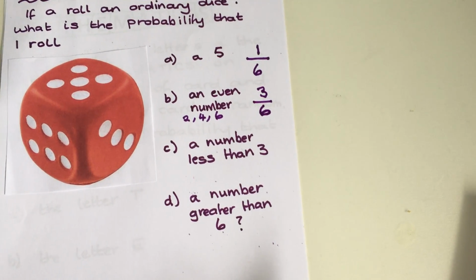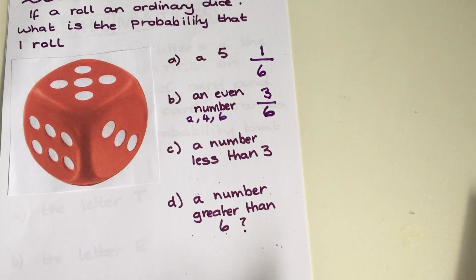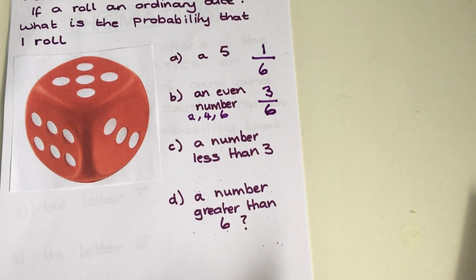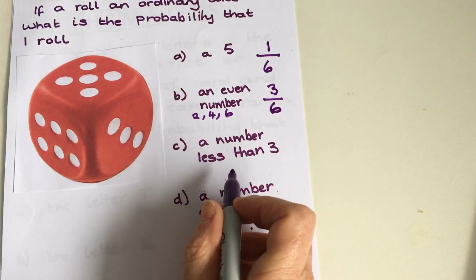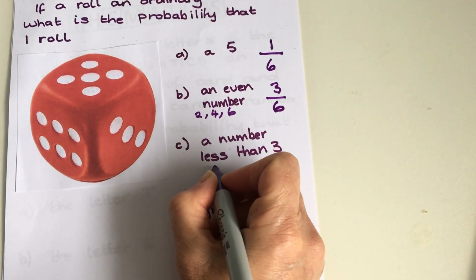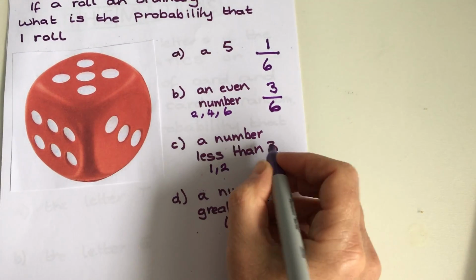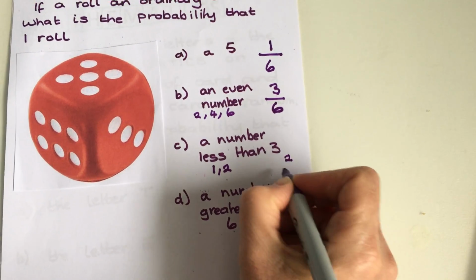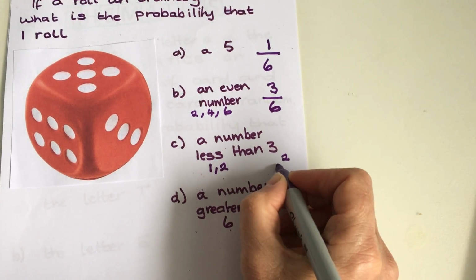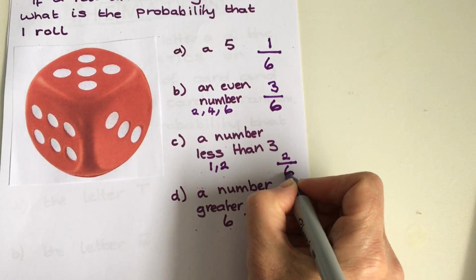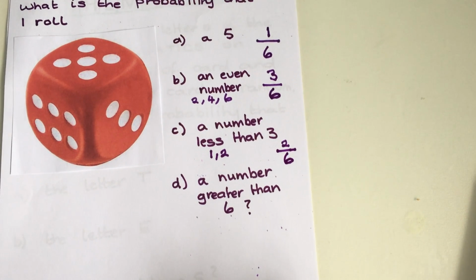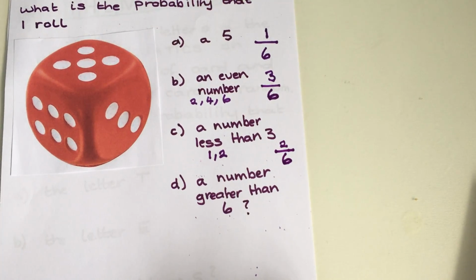Part C says, what is the probability that I roll a number less than 3? Well, a number less than 3 doesn't include 3. So on a dice, the numbers less than 3 are 1 and 2. So there's 2 numbers less than 3. That's our numerator. And our denominator is 6 still, because there are 6 possible numbers you could roll.